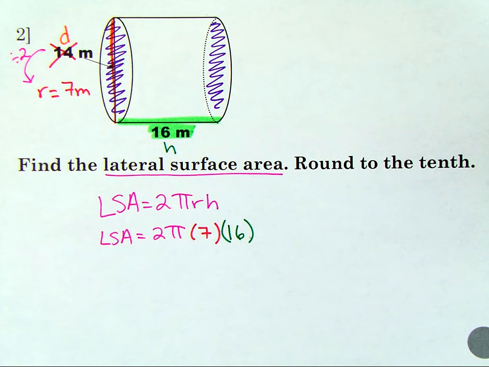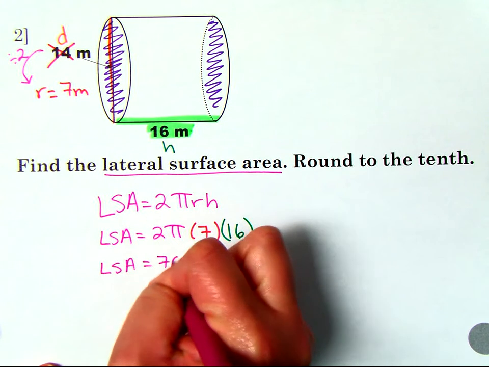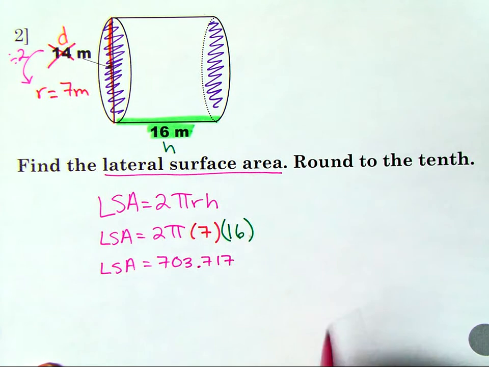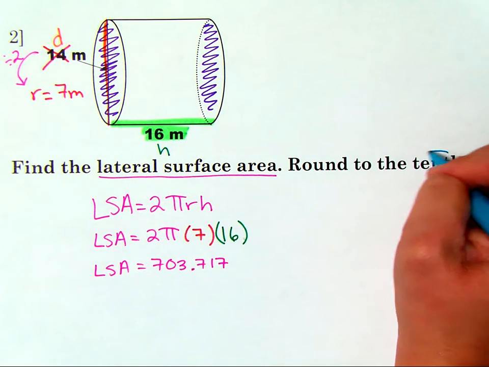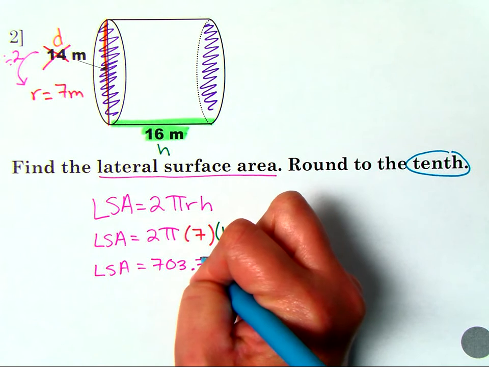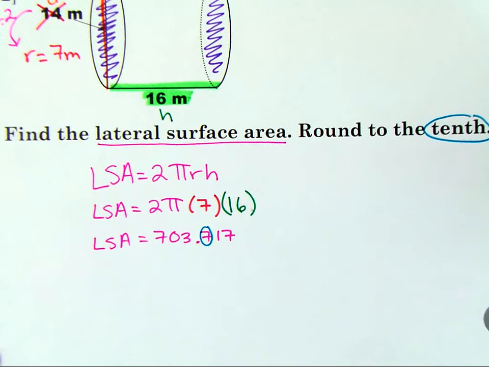All right. So when you did this in your calculator, you should have gotten something along the lines of 703 and 717 thousandths, and it might have kept going. But, very important to read the directions, this one says round to the nearest tenth. So we're going to go to the tenths place. So we need to decide if that 7 is going to stay a 7.